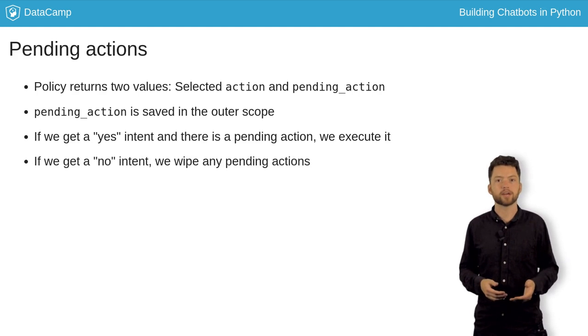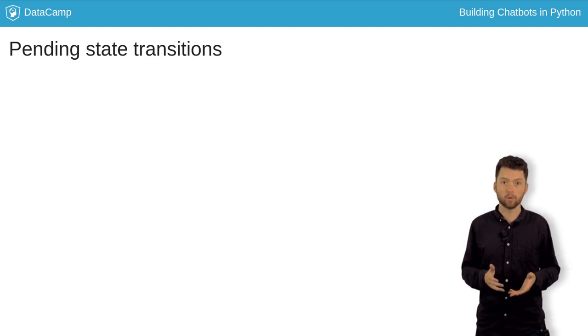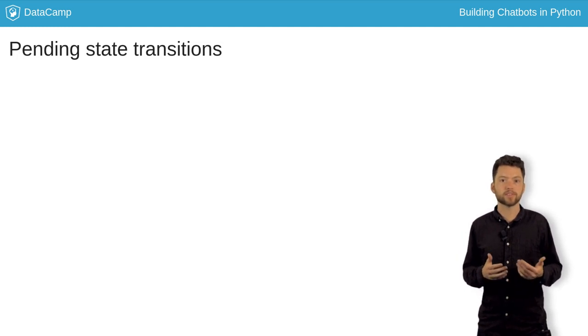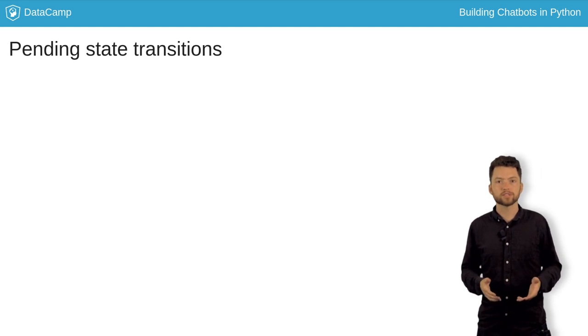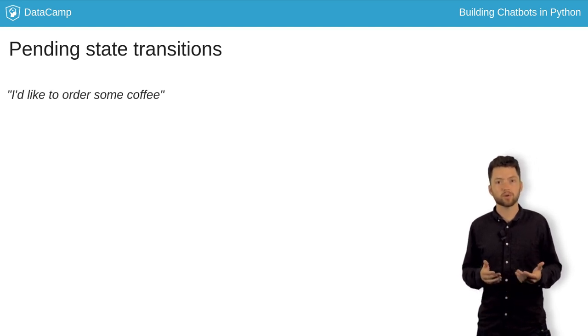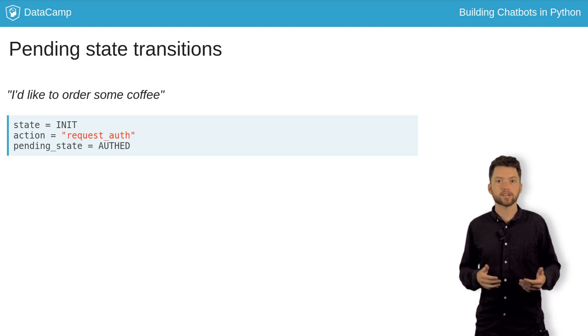In addition to pending actions, saving pending state transitions is another trick for keeping your state space small and your complexity low. In this example, we need to request some authentication info from the user. First, the user tells us they'd like to order coffee. We're in the init state. The selected action is to request authorization info, and we have a pending transition to the auth state.